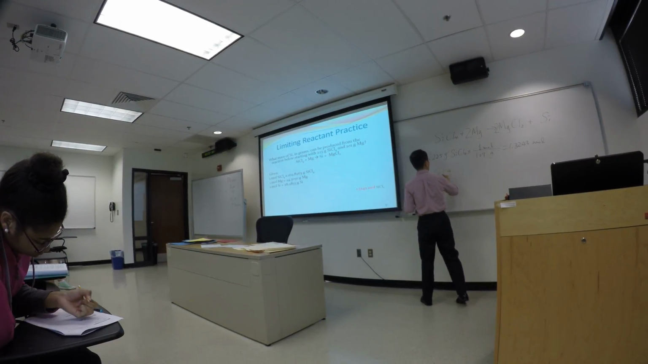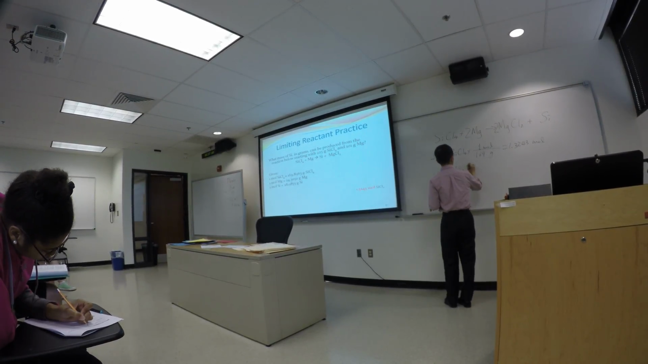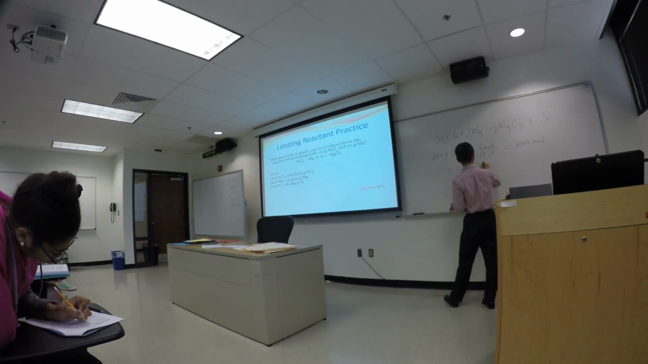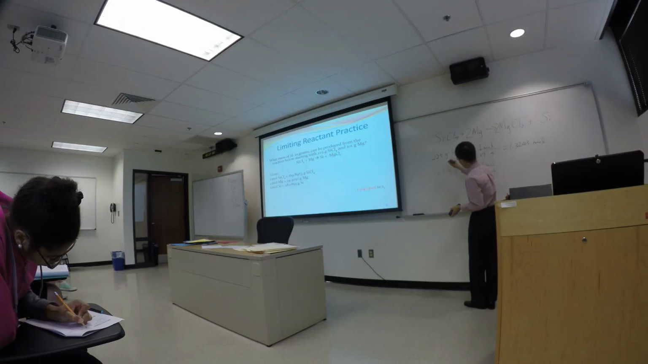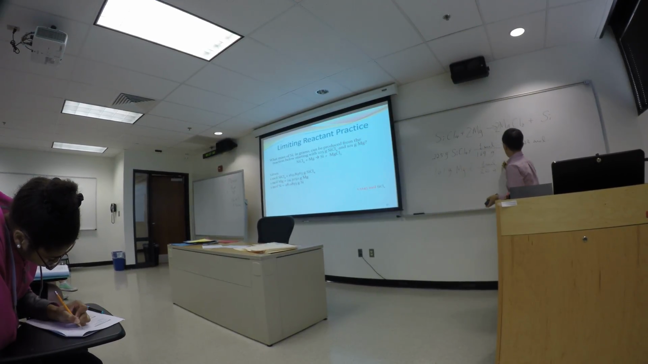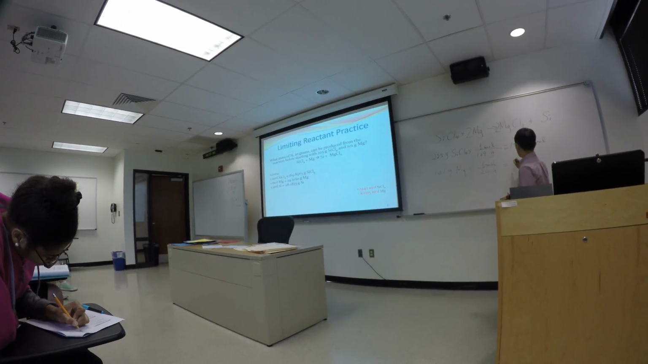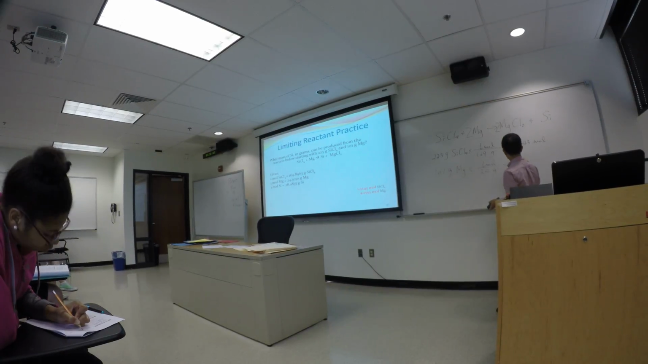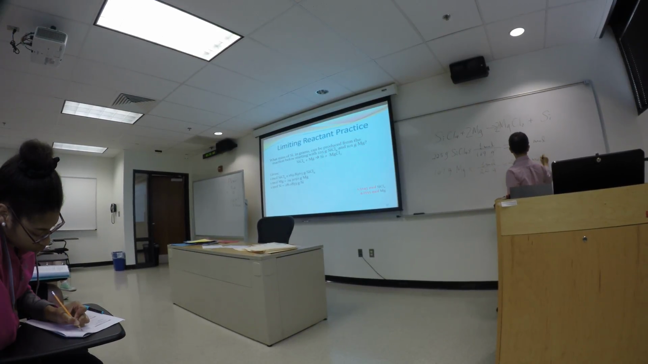So you have 101 grams of magnesium. Each mole of magnesium is 24 grams. So gram and gram cancels out, okay? And that will give you 4.1555 mole.